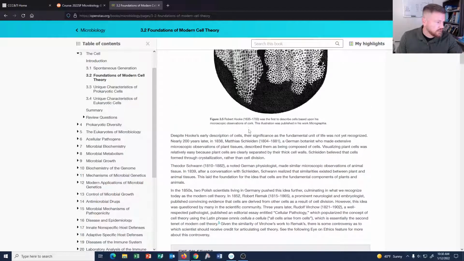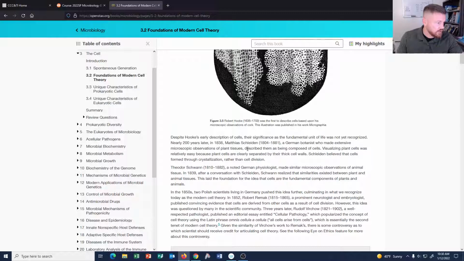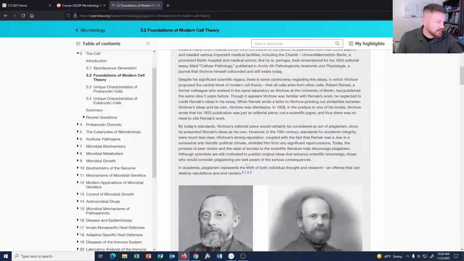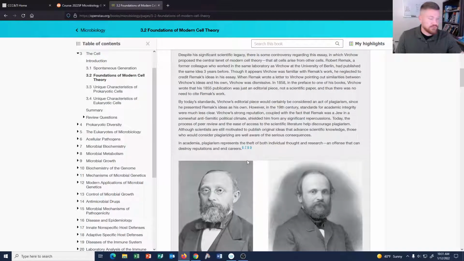It took us a while to figure out what cells were. And here you can see a lot of these time periods, 1800s. Again, in the grand scheme of things, it's just not that long ago, and that always catches me as interesting. So we figure out what cells are. We figure out cells come from pre-existing cells. Anything living has to be made up of a cell.